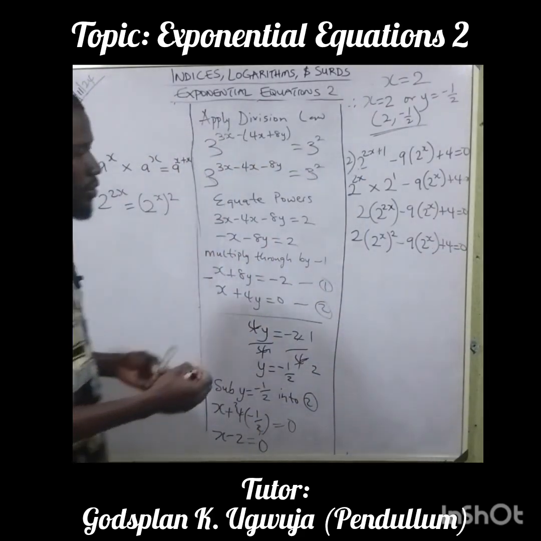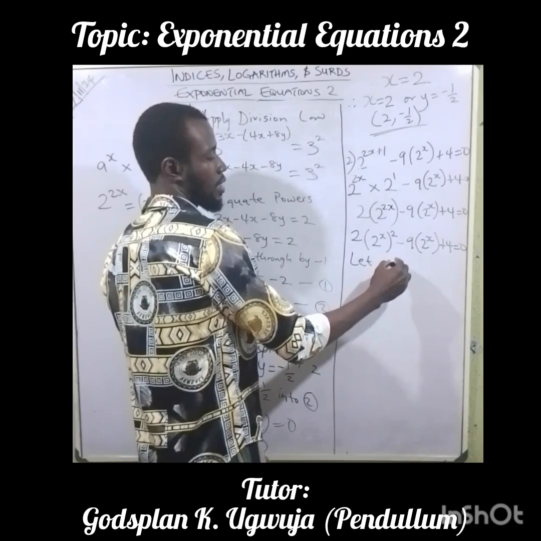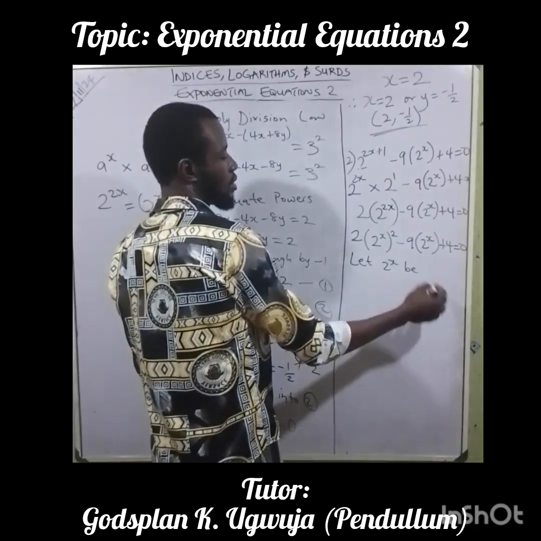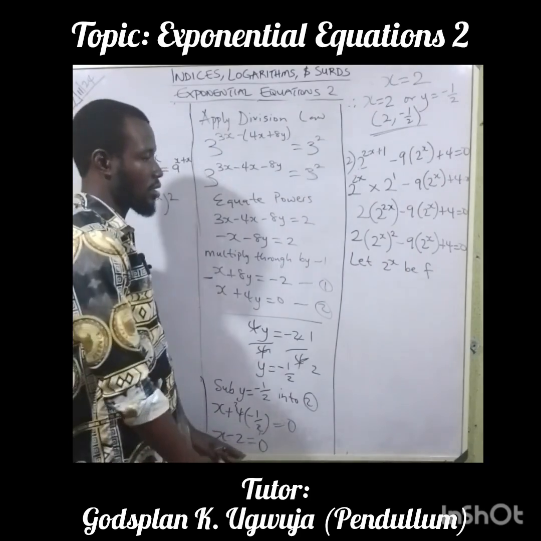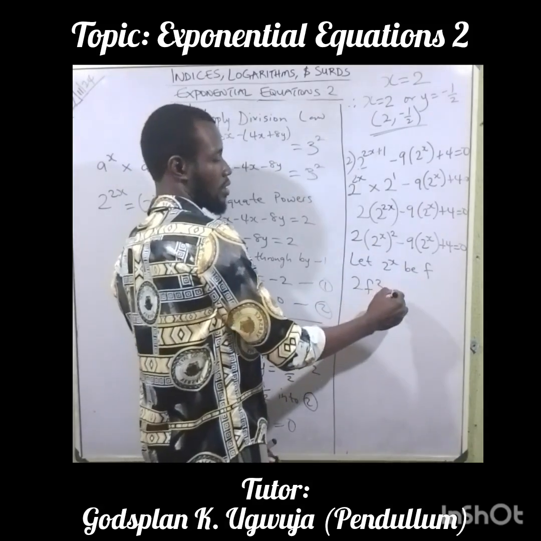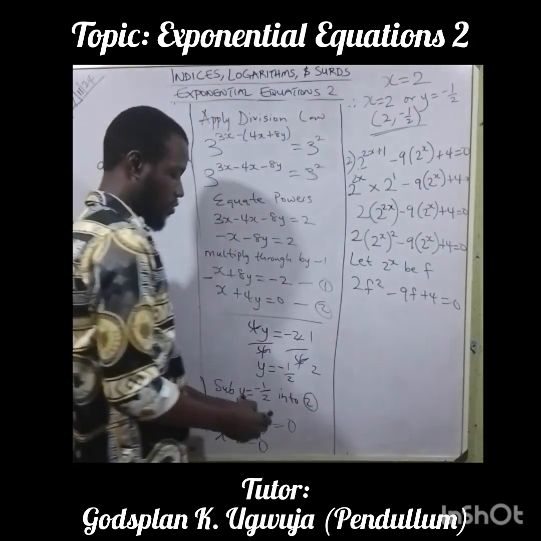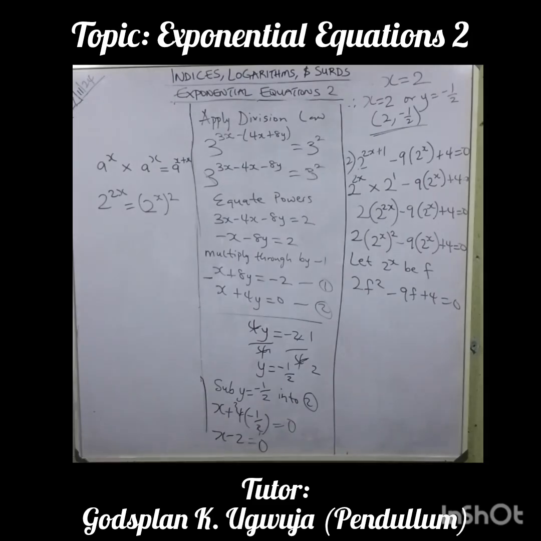Okay, so now we say let 2 raised to the power x be f, for instance, so that we have 2f squared, we'll replace this by f, minus 9f plus 4 equal to 0. So you look and decide if you're going to solve this by factorization. If it's factorizable, then you solve it by factorization. If it's not factorizable, you solve it by completing the square.